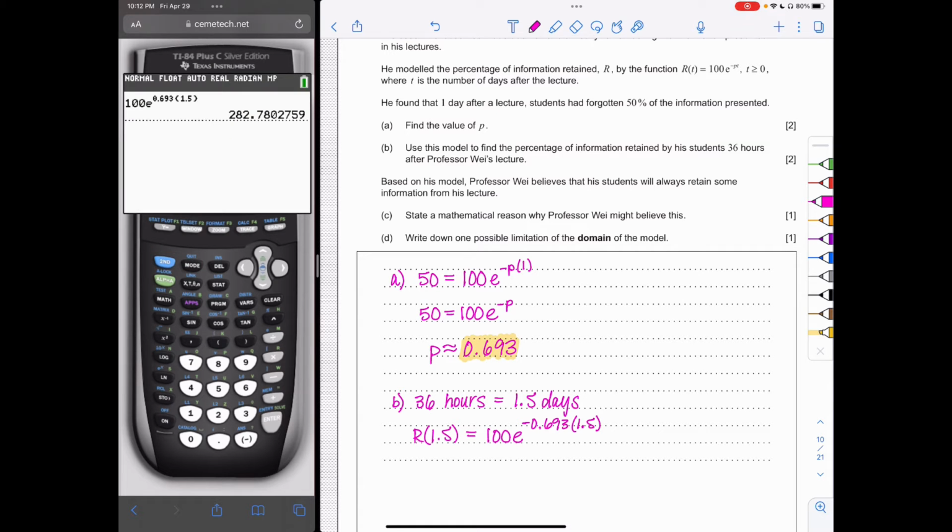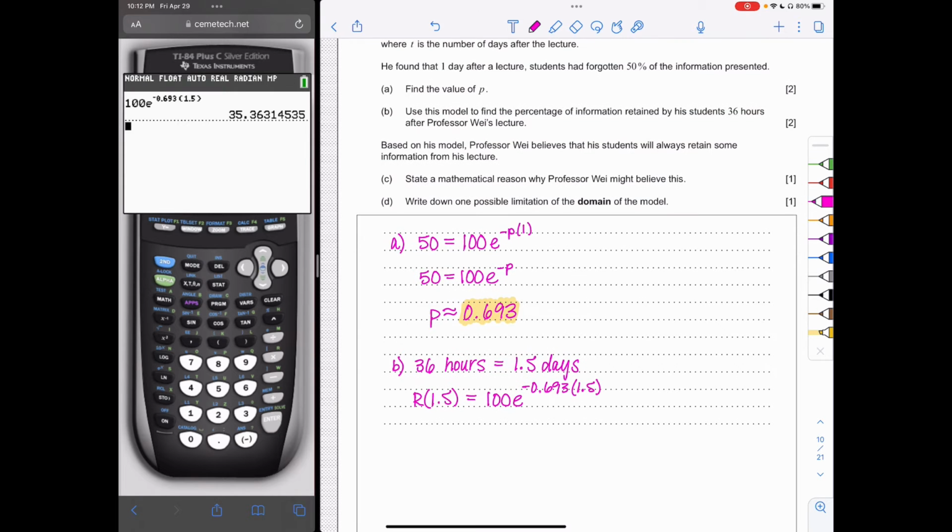So once we do that, we are going to end up having 100 times e to the power of negative 0.693 times 1.5. And when we do that, we get approximately 35.4% here.